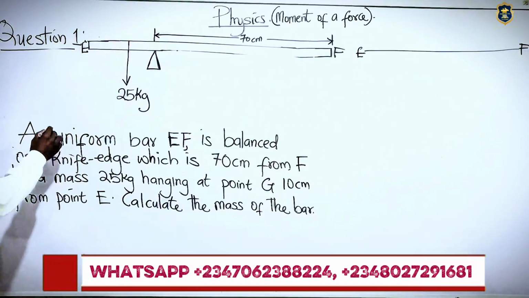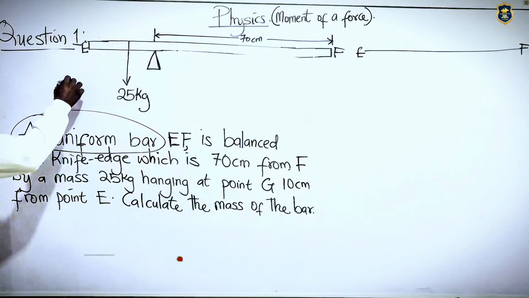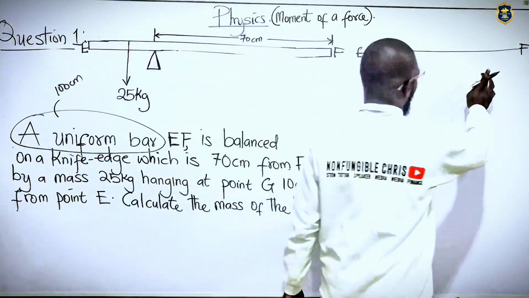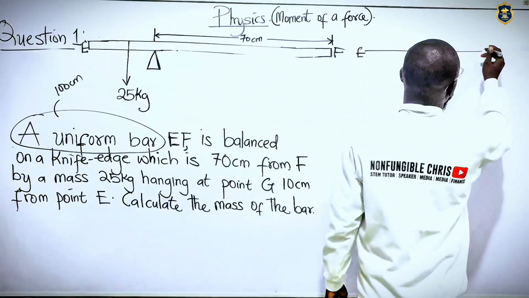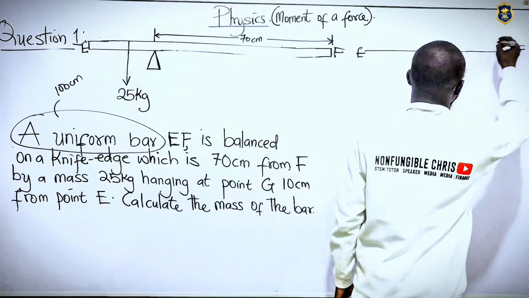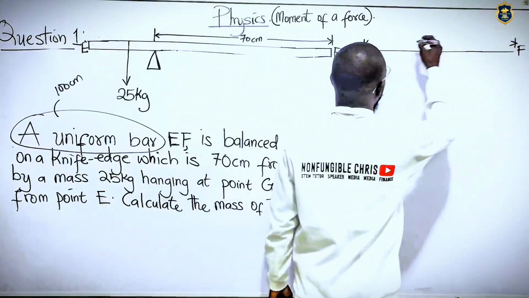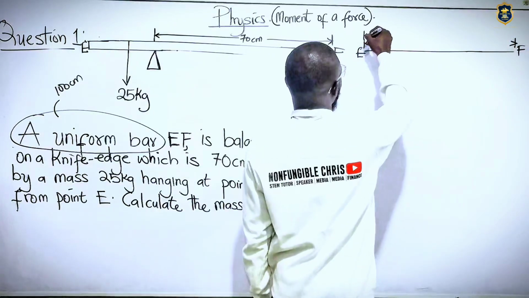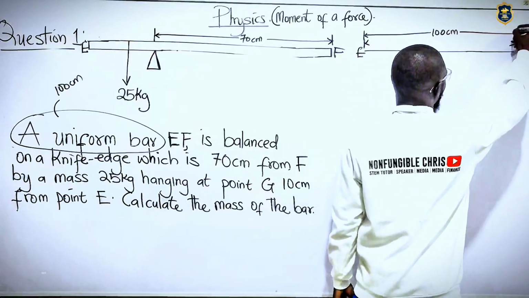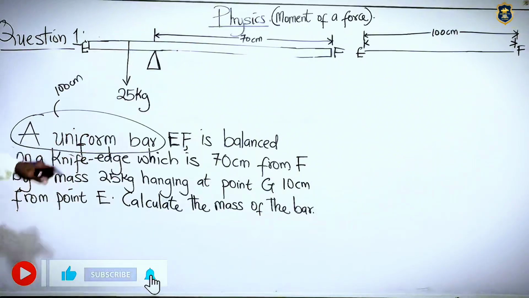And when we have a uniform bar, always know that for a uniform bar, it is always 100 cm. So my line is not straight, I'm trying to make it very straight. Okay, this can work. It means that the bar from here to here, from both edges, is 100 cm. A uniform bar is always 100 cm long. That's the first information you need.